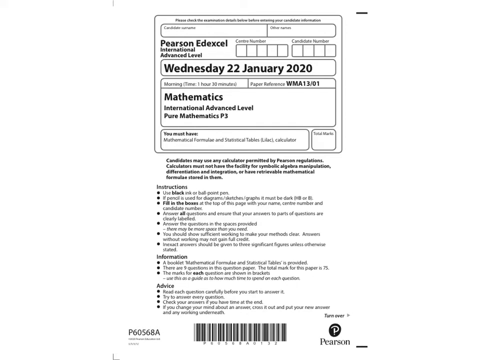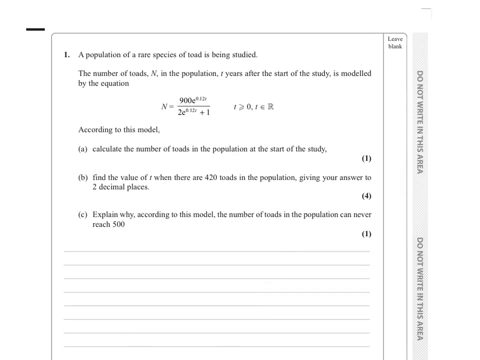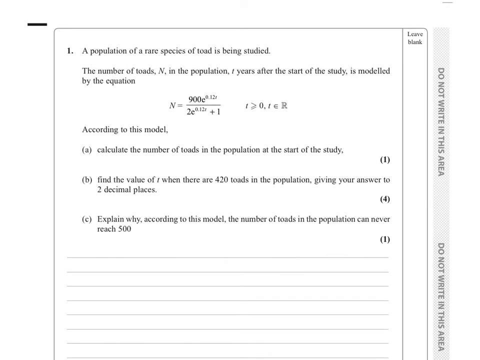Okay, so today we're going to be looking at the January 2020 Pure Free exam, a quick walkthrough. Okay, so question 1. The population of a rare species of toad is being studied. The number of toads, n, in the population t years after the start of the study is modelled by the equation n equals 900e to the power of 0.12t over 2e to the power of 0.1t plus 1.